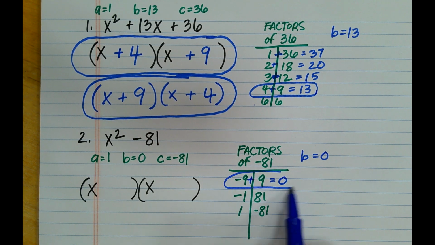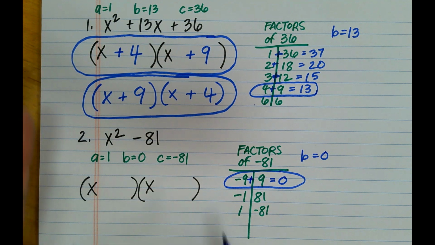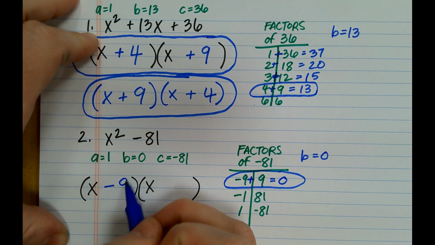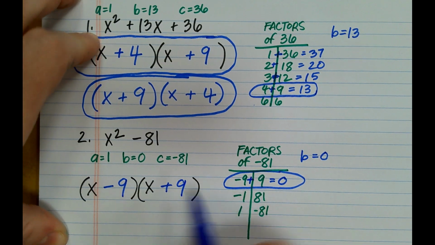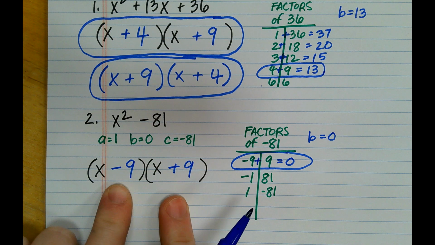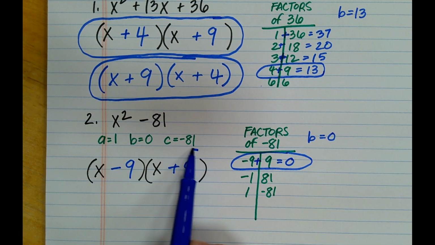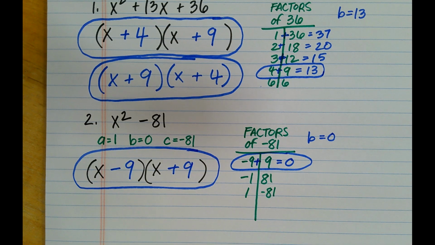So what do I do with negative 9 and positive 9? Put them in the parentheses. You could either do x plus 9 and x minus 9, or x minus 9 and x plus 9. It doesn't matter what order, as long as you have both a plus and a minus here. So that's your answer. Any questions about number 2?